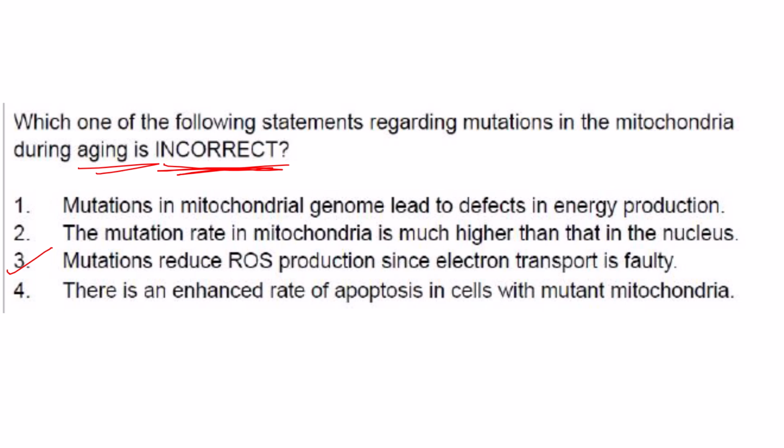Then the next one, there is an enhanced rate of apoptosis in the cells with mutant mitochondria. That is correct. So in mutant mitochondria, there will be more ROS production. I told you just now. This can lead to increased oxidative stress and it can enhance apoptosis rate. So 4 is also a correct statement.